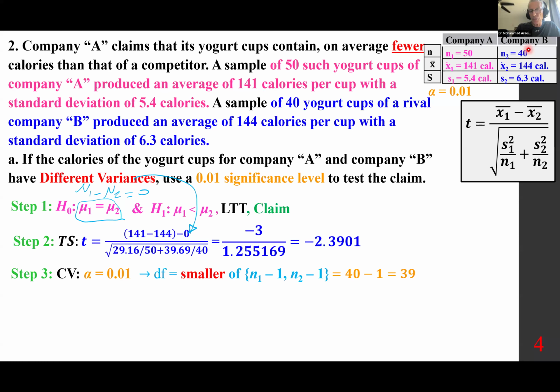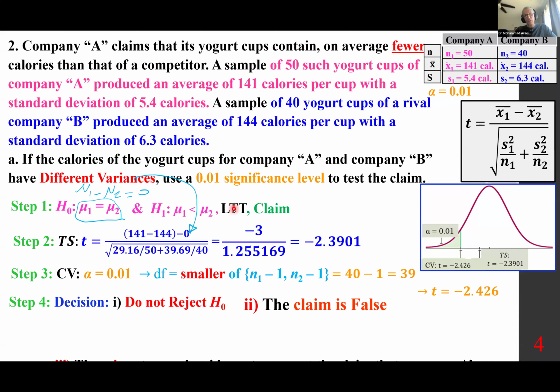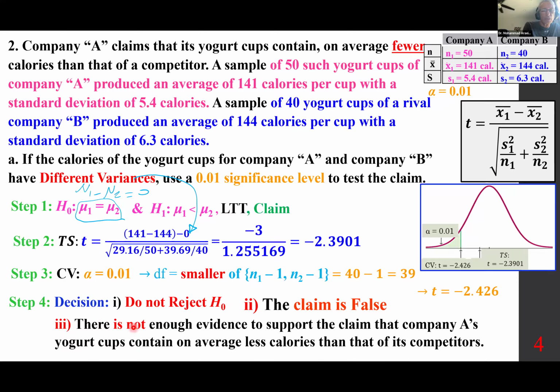So let's come up with the t value, and let's do the drawing. As you can see, here's the critical value of negative 2.426. Alpha is 0.01. Test statistic of negative 2.3901 is way into the non-rejection region. Don't reject H0, or fail to reject H0. And so we go back to this one. If we are not rejecting H0, the claim becomes false. And we restate: there is not enough evidence to support the claim that company A's yogurt cups contain on average fewer calories than that of its competitors.